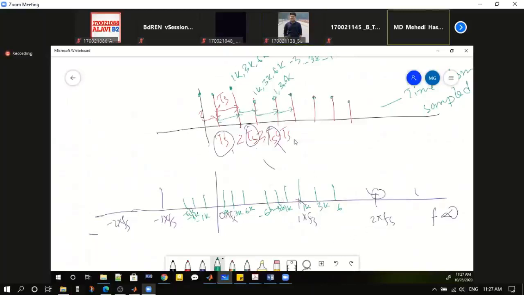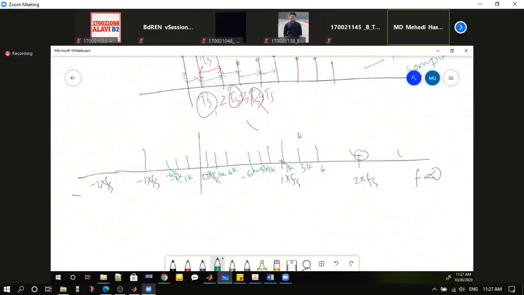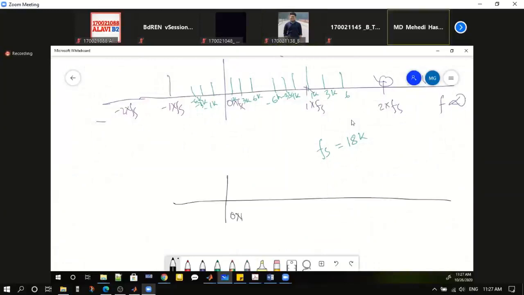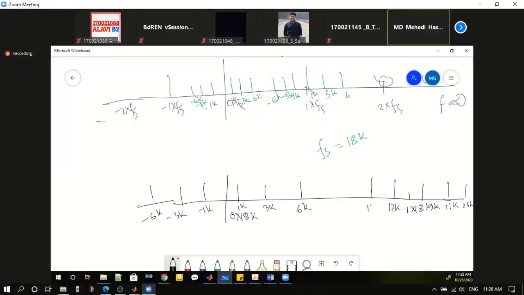Now we are taking some FS value, FS equal to 18k, and doing the calculation. This will be 0 into 18, and this one will be 1 into 18. I'm taking only the positive side. Your signal repeats centered around FS. Centered at 18: 18 plus 1 is 19k, 18 plus 3 is 21k, 18 plus 6 is 24k, 18 minus 1 is 17k, 18 minus 3 is 15k, 18 minus 6 is 12k. Is there any overlap between the signals? No.